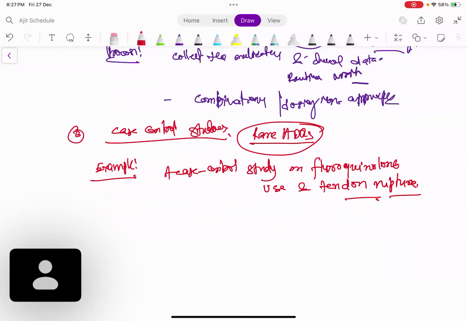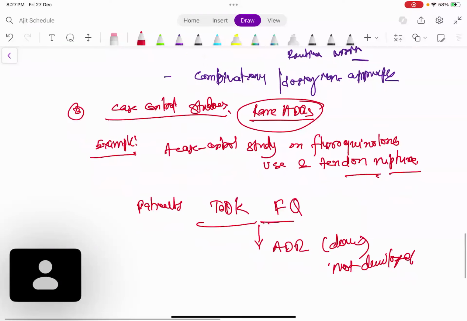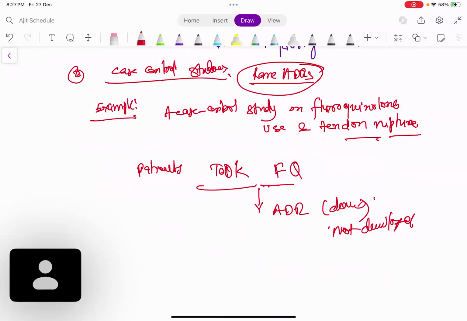So in that you can construct the study. And how can you construct it? You can get one group of patients who took fluoroquinolones, and then in that group, see who developed the ADR and who did not develop it. The patients who developed the ADR will be our cases, and those who did not develop it will be controls.